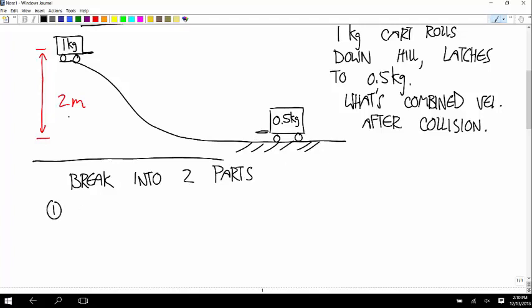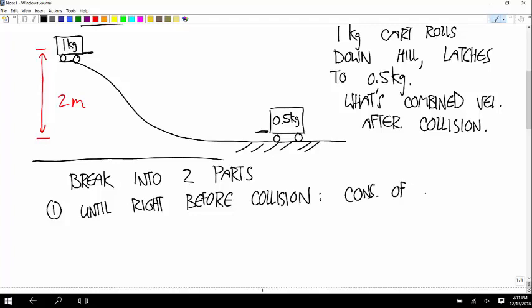So until right before the collision, we're going to use conservation of mechanical energy.